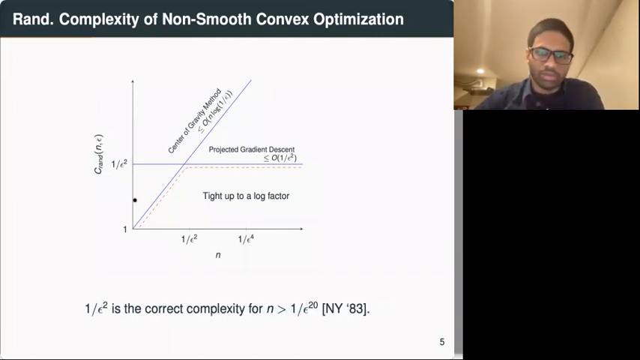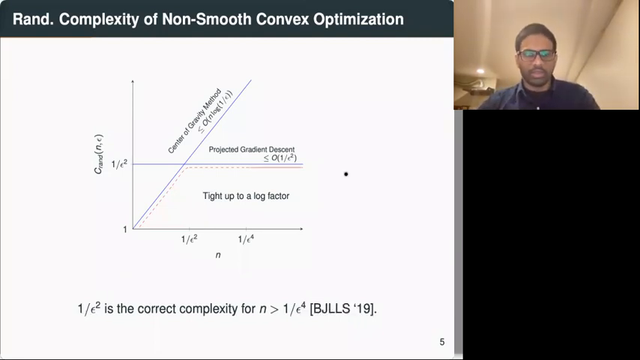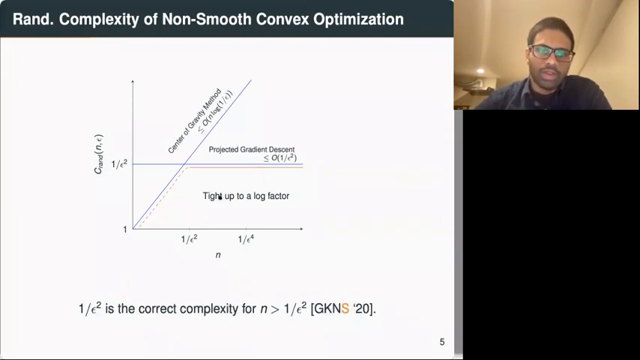So it was known from the 80s that when n is larger than 1 by epsilon to the 20, then for randomized algorithms, gradient descent is tight up to a constant. And much more recently, it was shown that when n is larger than 1 by epsilon to the 4 itself, it becomes tight up to a constant. And in a recent paper, we showed that, in fact, as soon as gradient descent becomes the better algorithm, it is tight up to a constant.